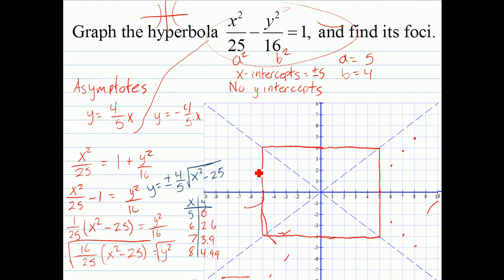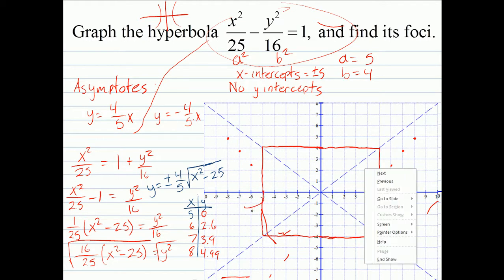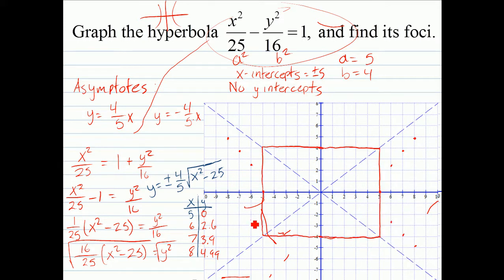At 6, it's at 2.6. Well, so negative 6 is at 2.6. At negative 7 it's going to be at 3.9, and negative 8 is going to be at 4.99. And then pretty much the same exact thing down here. So negative 2.6, negative 7 is going to be negative 3.9, and here is going to be negative 4.99.